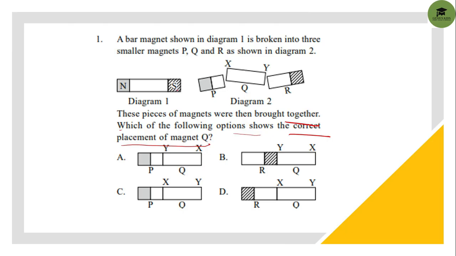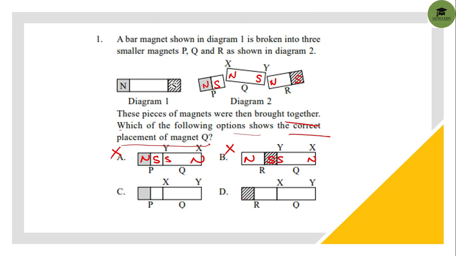Okay. If this magnet is broken into pieces, then each magnet will have one north pole and one south pole. So in P this is north, this is south. In X this is north, this is south. In Q and in R this is north and this is south. In option A it will be north, south, and in Y this is south, this is north. So south and south will repel each other, so this is not the correct option. In B this is R, so this is north, this is south. Again, this is south and this is north. So S is south, and south cannot be put together, so this is also an incorrect option.